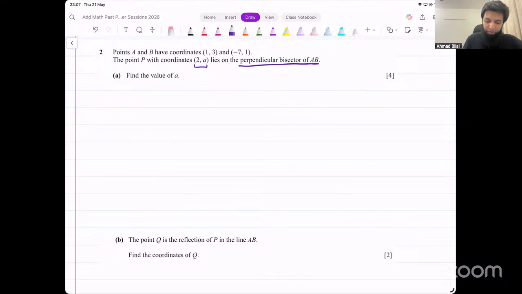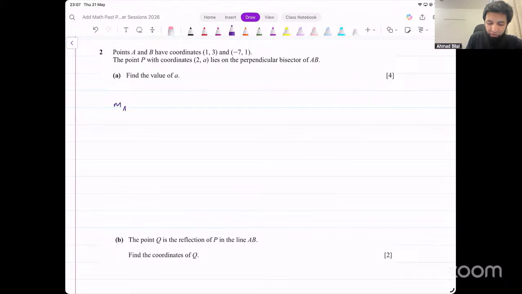Okay, so this point, 2 and a, lies on the perpendicular bisector. If it lies on the perpendicular bisector, what that means is it should satisfy the equation of the perpendicular bisector. So what we can do is find the equation of the perpendicular bisector and input this point in that. Let's do that. How do you find the equation of a perpendicular bisector?